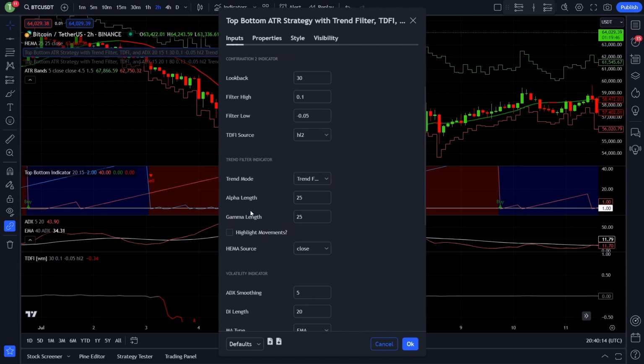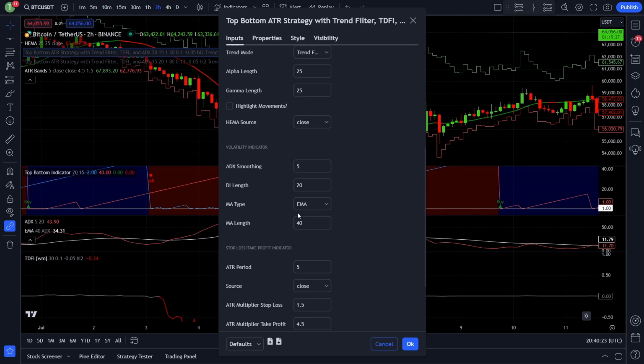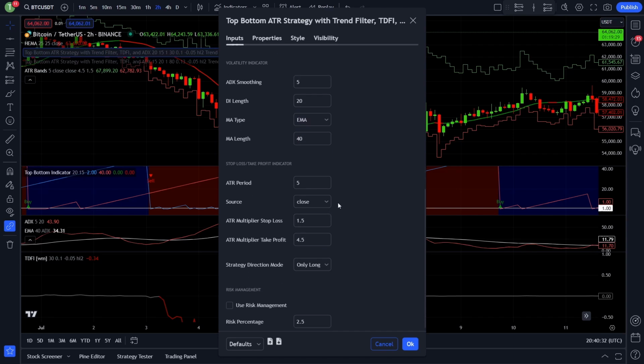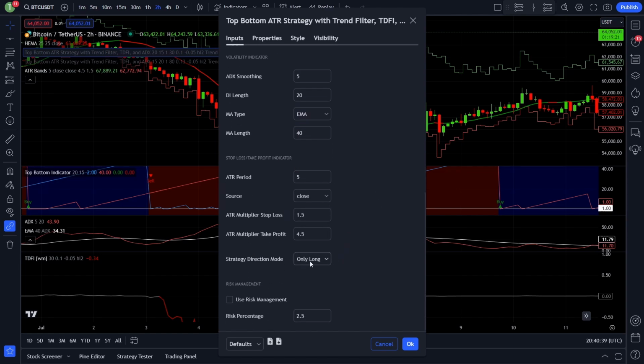Then the trend filter. Here you can choose from 3 trend modes. You can turn it off, use the trend following or the mean reverting version. Then we have the volatility indicator, the ADX with an EMA. I also added the SMA, because that's the original strategy. Then the stop loss and take profit indicator, which is the ATR. Finally, we have a strategy direction mode. This optimization is longs only. I found that trading longs is always superior than trading shorts on the BTC.